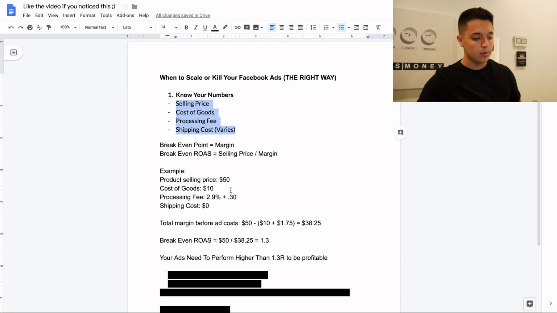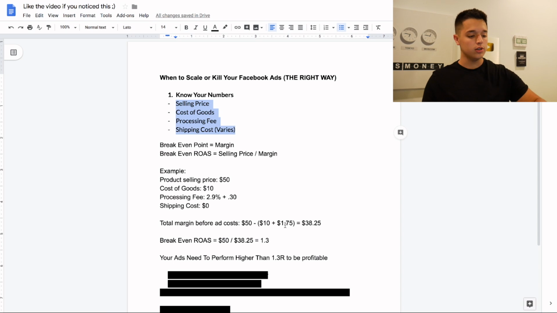Default Shopify payments is gonna be 2.9% and 30 cents per transaction. So to do the math off of that, that's $1.75. And let's say for me, I'm not including any shipping costs of my own because they pay for their own shipping. So now let's actually get into how we calculate the break-even ROAS. So what we're doing with all of those numbers here is just getting the total margin before ad costs. So $50, the selling price, minus $10, the cost of goods. $1.75 is that processing fee and no shipping.